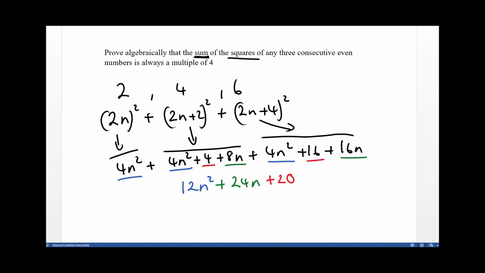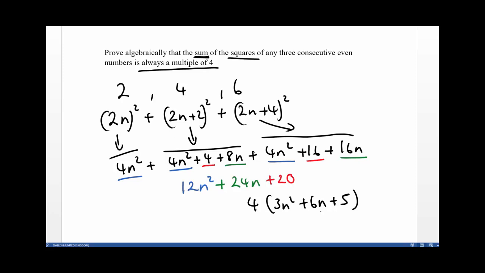And they're saying, prove algebraically that the sum of the squares of any three consecutive even numbers is always a multiple of 4. So basically, does 4 go into it? Can we factorize 4? Yeah, let's try. Let's put 4 outside the bracket. How many 4s are in 12n squared? There's 3n squared. How many 4s are in 24? There are 6. That becomes 6n. How many 4s are in 20? There are 5.